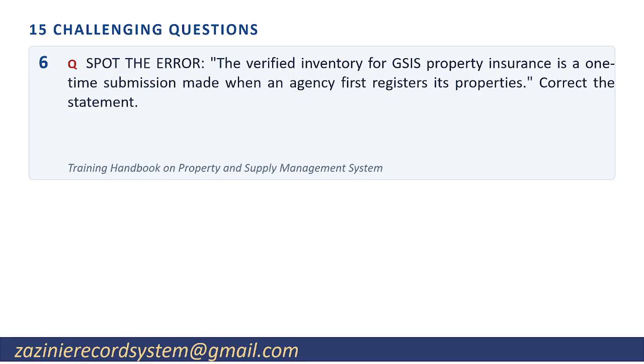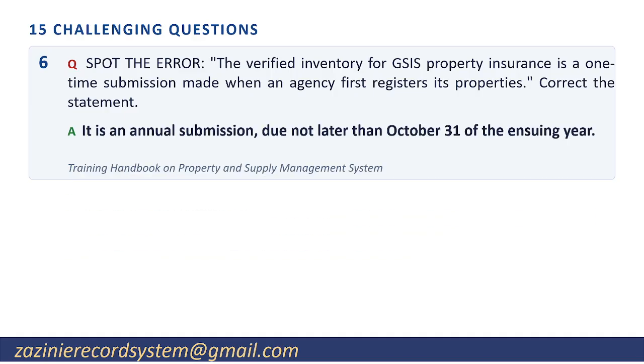15 challenging questions. Number 6. Q. Spot the error. The verified inventory for GSIS property insurance is a one-time submission made when an agency first registers its properties. Correct the statement. It is an annual submission, due not later than October 31st of the ensuing year. Next slide.